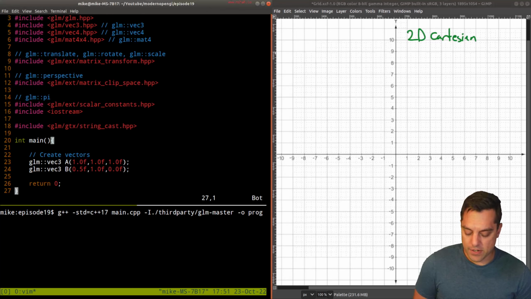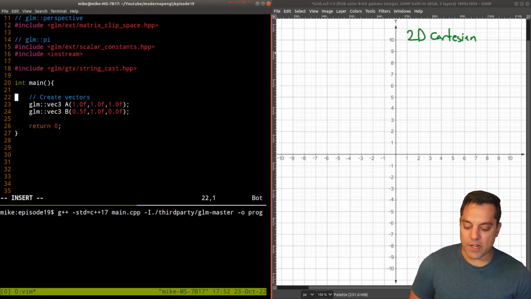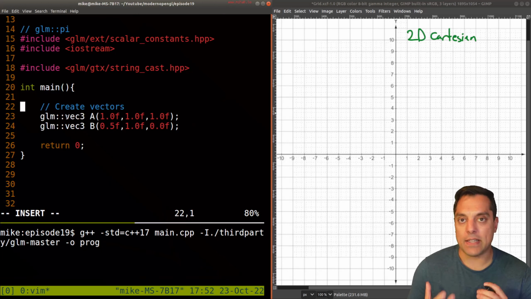So the very first concept that I want to demonstrate, and we'll go into our code here to show this as well, and let me give us a little bit of room here, is this data structure of vec3. Okay, so what exactly is a vec3? I'll make it a little bit bigger for you here. Well, this is a way to represent an x, y, and a z point.